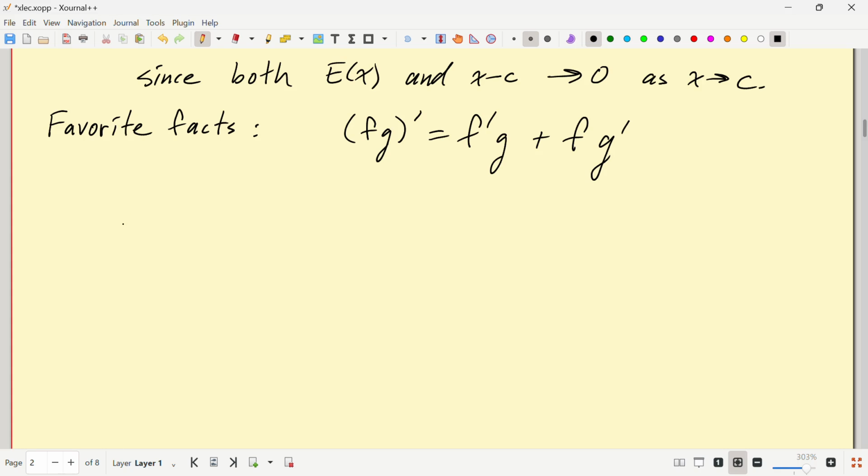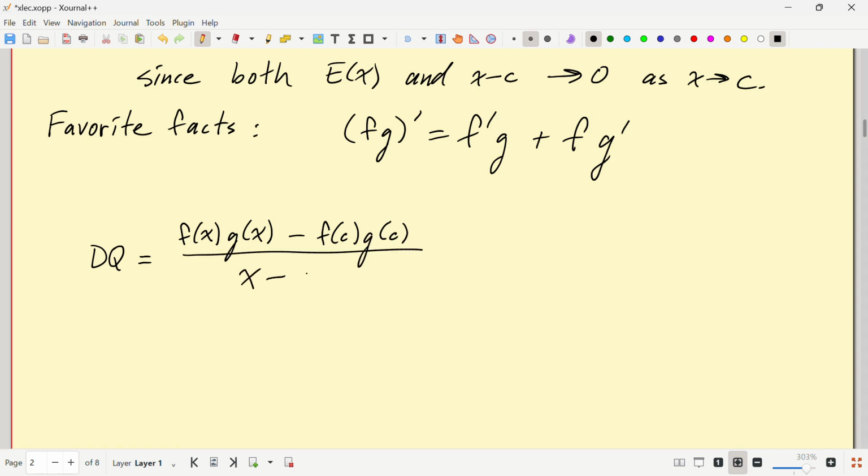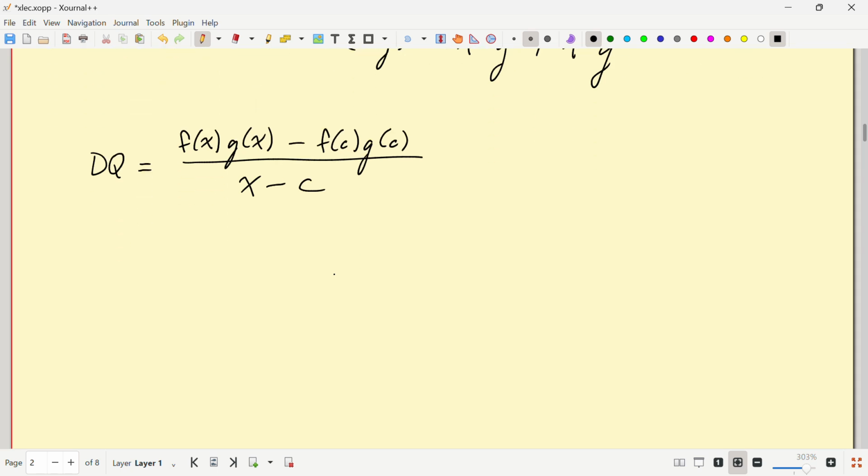And to demonstrate that, I'd have to take a difference quotient. Let's see, the product would be f of x times g of x minus the value at c, f of c times g of c, over x minus c. And you stare at that for a little while and realize, how am I going to relate that mess to difference quotients involving f's and g's? And eventually it would hit you to add and subtract something in the middle there.